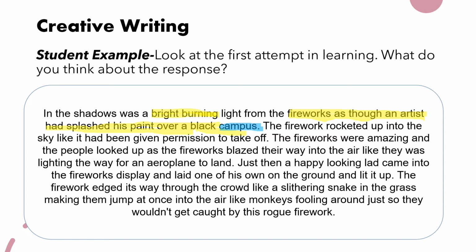The firework rocketed up into the sky like it had been given permission to take off. So it's using the word like there as well. So it's kind of like it's trying to do a simile, but I feel like it needs just to be reworded a little bit more. Who's given them permission? Could it be an actual proper rocket, like something launched from NASA? Or when it says given permission, it's almost like we're talking about personification there as well. Who's given it permission? Could you say like a child given free rein by his parents or something like that? Could you change it a little bit to make it a little bit more atmospheric and a little bit more effective?